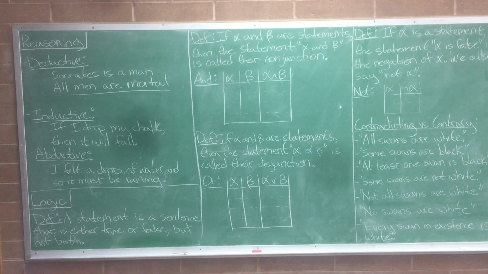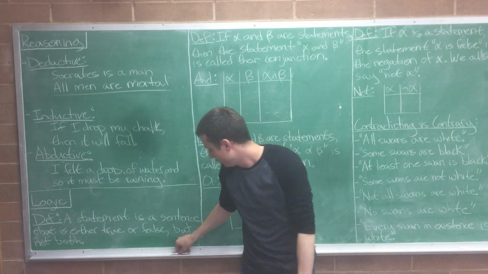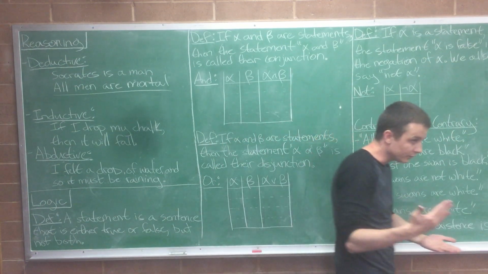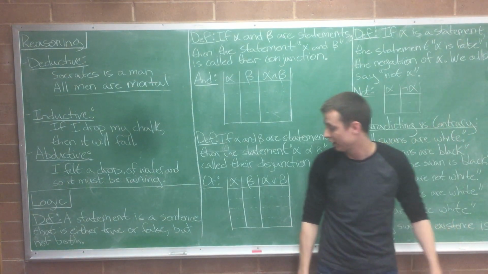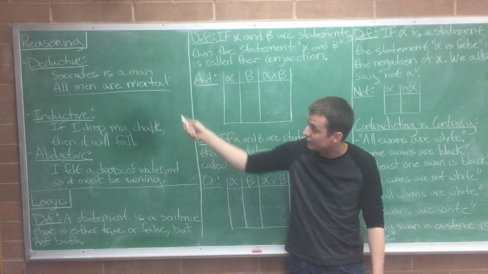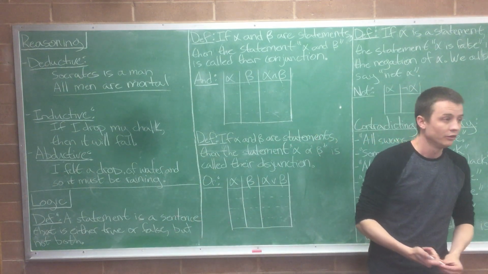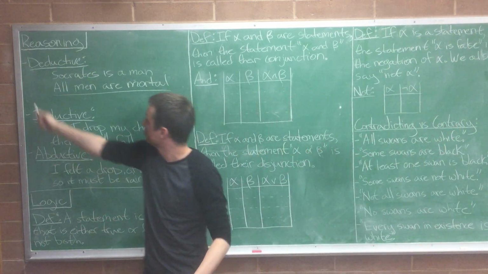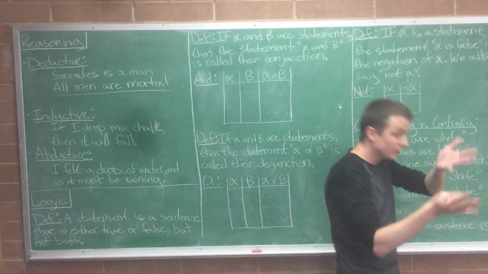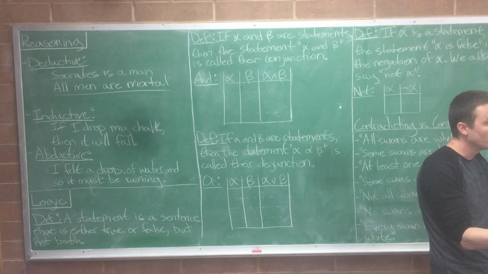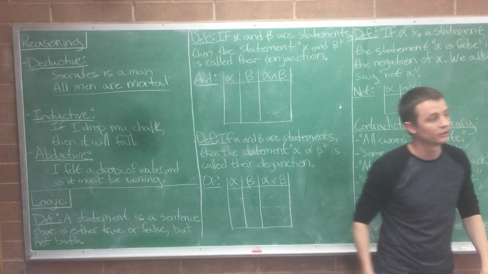So, today, mostly what we're doing is logic, but briefly, before we talk about logic, we need to talk about reasoning. What is reasoning? Reasoning, your reason for something, is your justification why you think something's valid. Roughly speaking, we have three types of reasoning that we use. The first and most valid type of reasoning that we use is called deductive reasoning. For those of you who have taken a logic course before, it's just a logical implication. That's what deductive reasoning is.